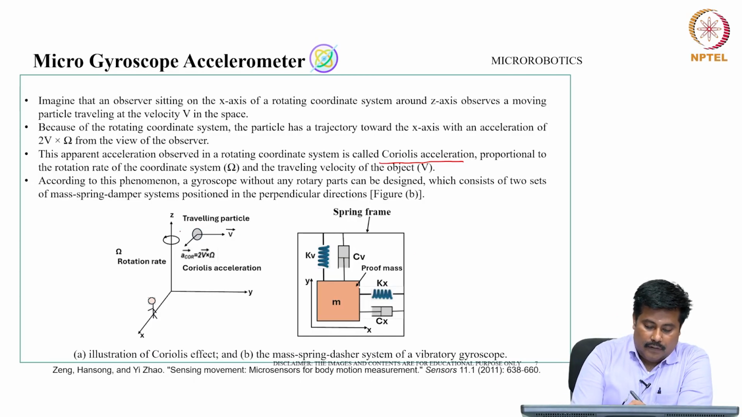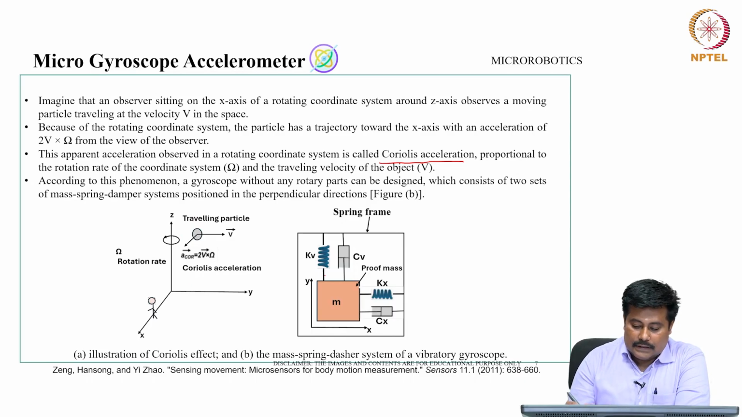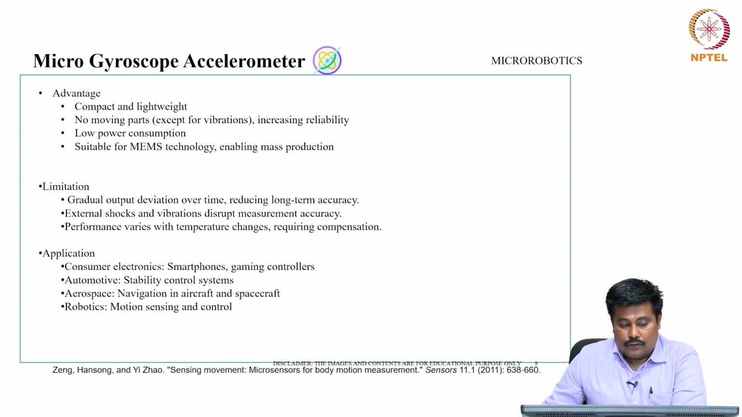So this is a traveling particle along the Coriolis acceleration, and this is the proof mass which is being kept with reference to the spring. This basically corresponds to the Coriolis effect, and the mass-spring-damper system, which basically corresponds to the vibratory gyroscope.